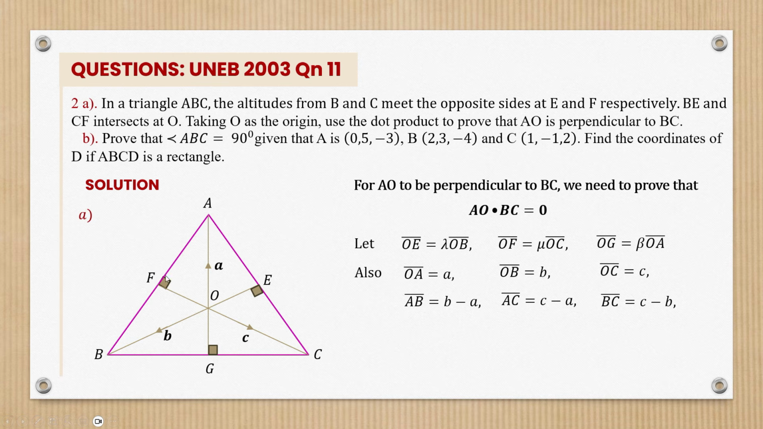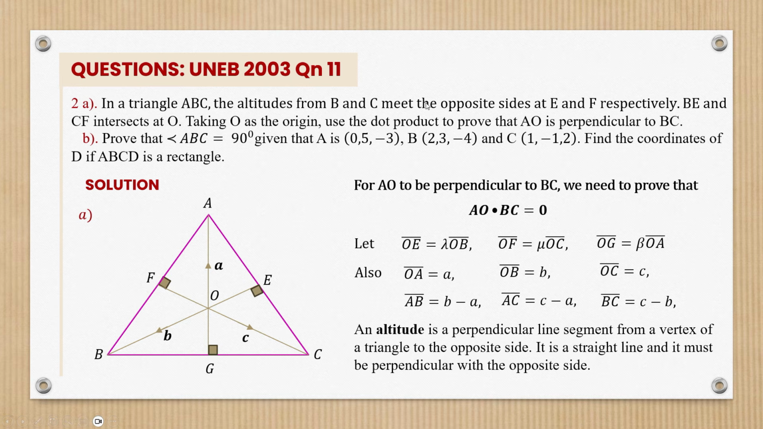Now you may ask, why do we have a 90-degree angle right here? Clearly this is 90 degrees, but why are these also equal to 90? That is because of the word altitude. We've been told that in a triangle ABC, the altitudes from B and C meet the opposite sides at E and F respectively. An altitude is a perpendicular line segment from a vertex of a triangle to the opposite side. It is a straight line and it must be perpendicular to the opposite side. So mathematically, an altitude is a perpendicular line, which means these must be equal to 90 degrees.